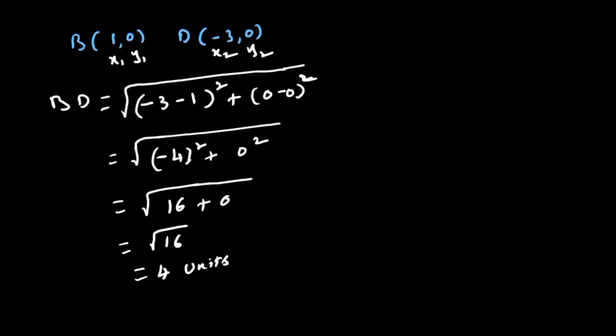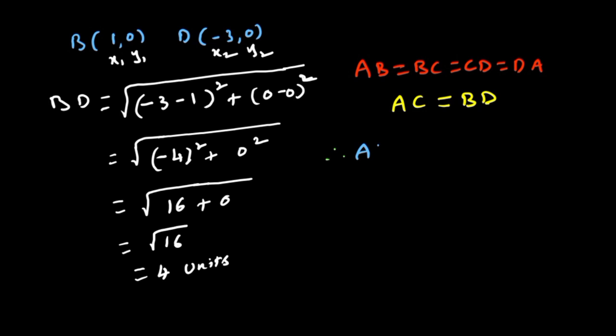We proved AB equal, BC equal, CD equal, DA or AD equal, so 4 sides are equal. When it comes to the diagonal, AC equals BD. So what we conclude here, therefore ABCD is a square. It's a very important model.